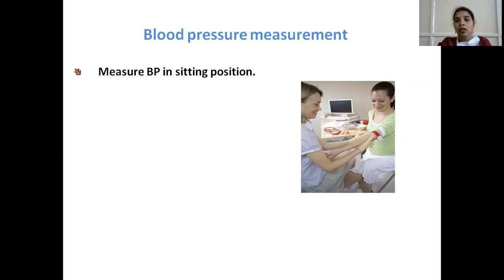The blood pressure should be measured in sitting position, on the right hand. Many people check the blood pressure in lying down position. It is not right. It is the sitting position. The right hand should be on the table, and the BP apparatus mercury level should be at the heart level. That is the correct way of measurement of blood pressure.